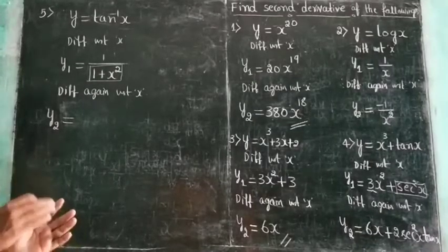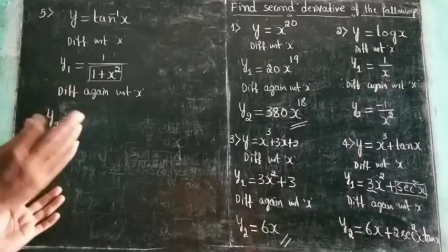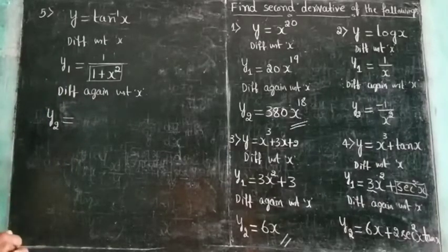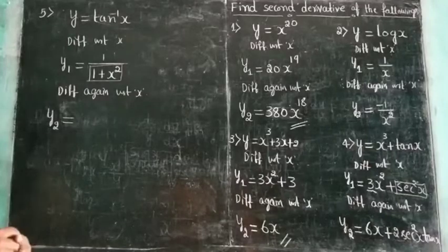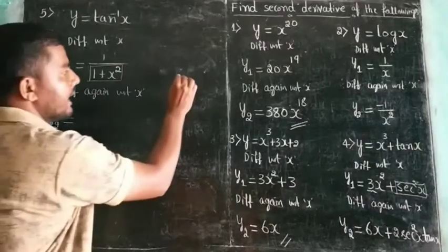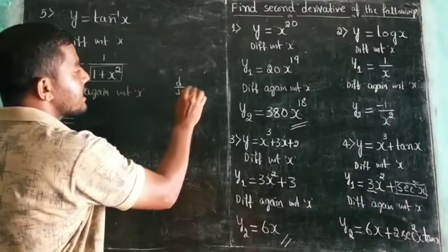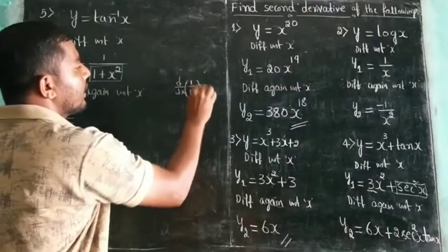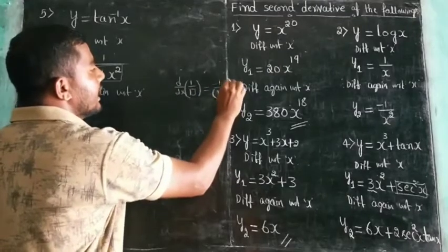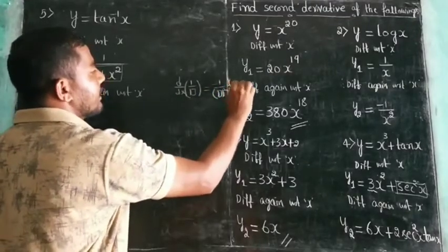Similarly, that problem is extended to chain rule. What is the derivative of 1 by w? The derivative of 1 by x is minus 1 by x square. What is the derivative, that is d by dx of 1 by w? 1 by w is equal to minus 1 divided by w square into d by dx of w.